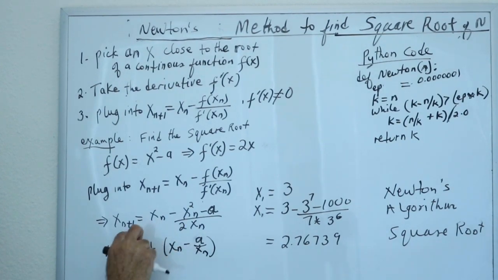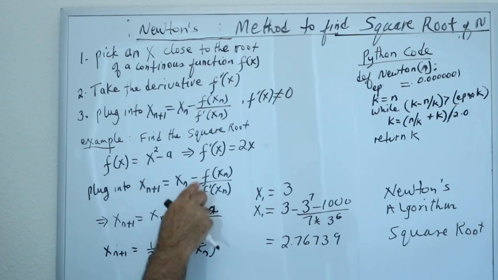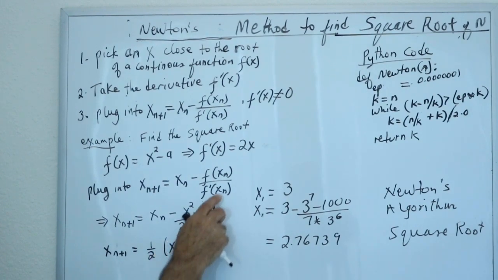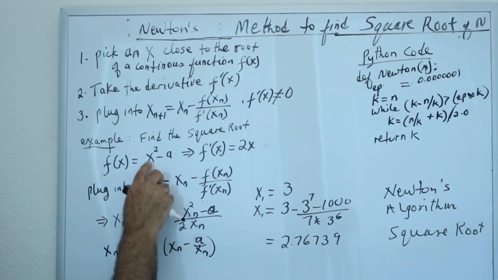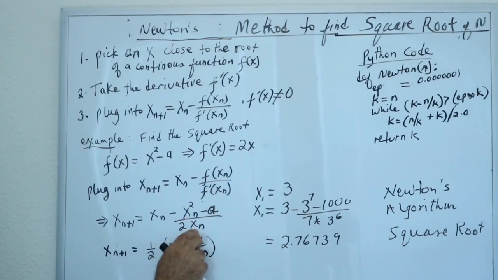Now I can work this out here. Whatever f of x is, which is actually x squared minus a, and this would be the derivative 2x. So this is the function, x squared minus a, divided by 2x, so forget the n. If you simplify this, it will be one half of x of n plus a over x of n. So this is actually my answer.